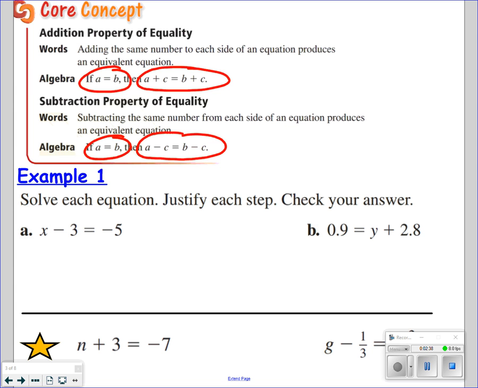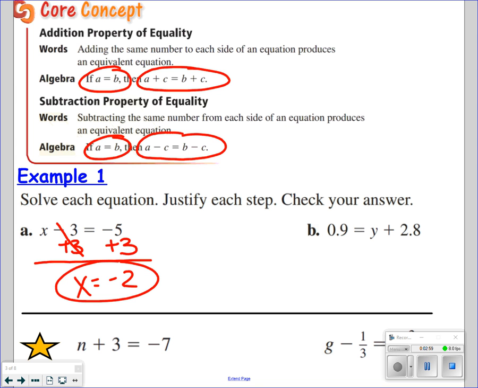So if I have a letter, x minus 3 equals negative 5, I want to get rid of the minus 3. So in order to get rid of the minus 3, I'm going to add 3 to both sides. That will eliminate the minus 3, and now I'm just dealing with signed numbers. Negative 5 plus 3 is negative 2.